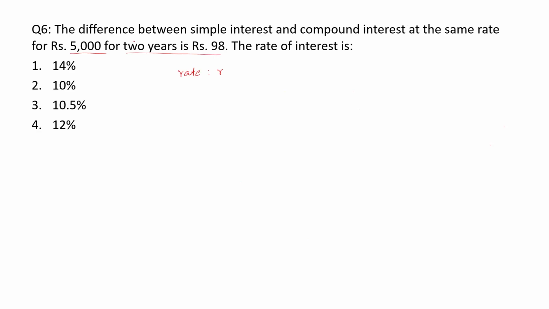So let me give you the formula for simple interest and compound interest, and then I will give you the difference between them. Simple interest is equal to P into R into T upon 100. P is the face value, R is the rate, T is the time. So P is the face value, that is the amount. R is the rate, I have already given. T is the time.